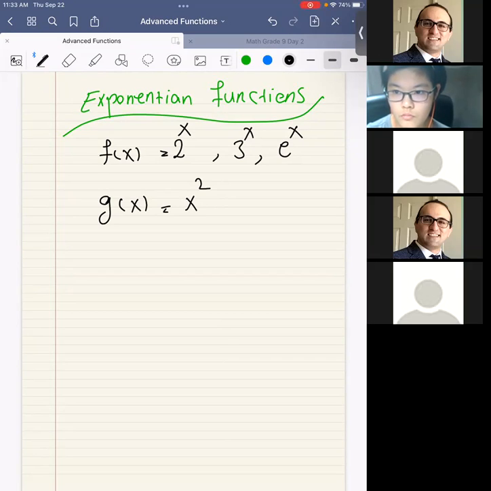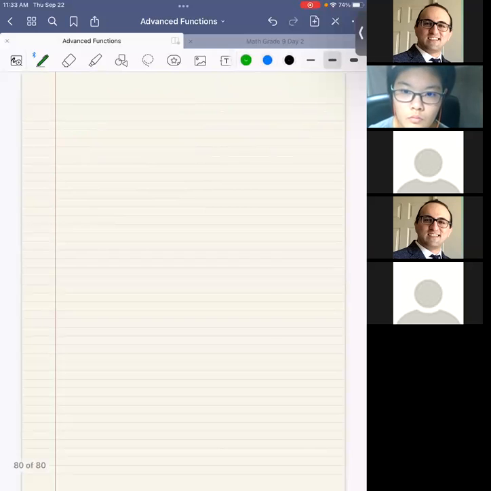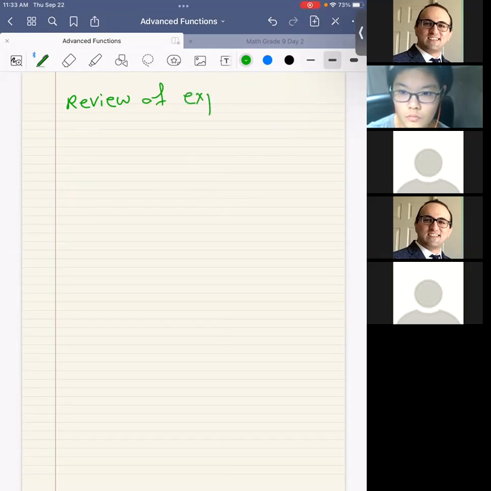So before going through the exponential functions, I just want to make sure you know some basics about working with exponents. So this is, say, some review of exponents.